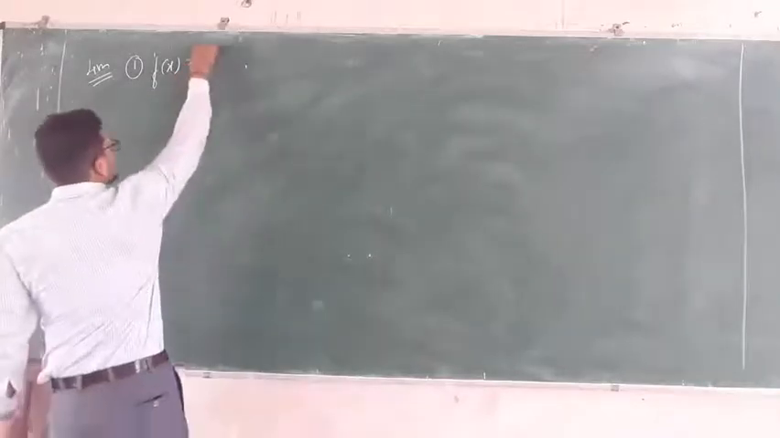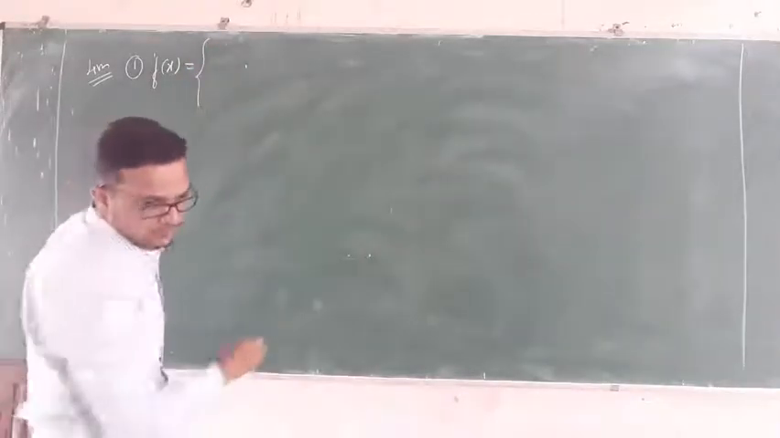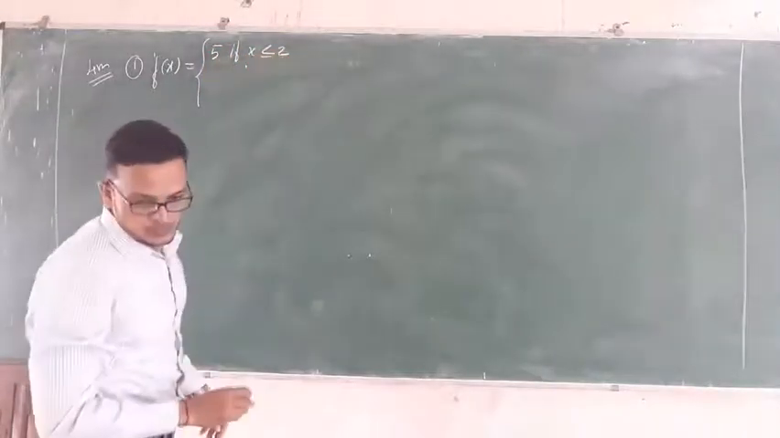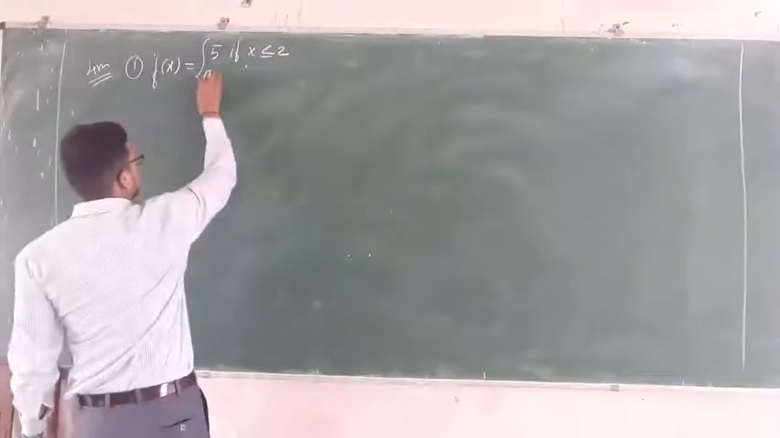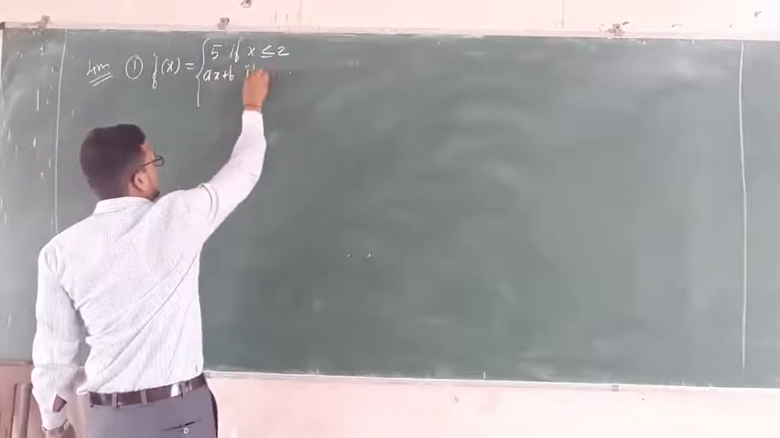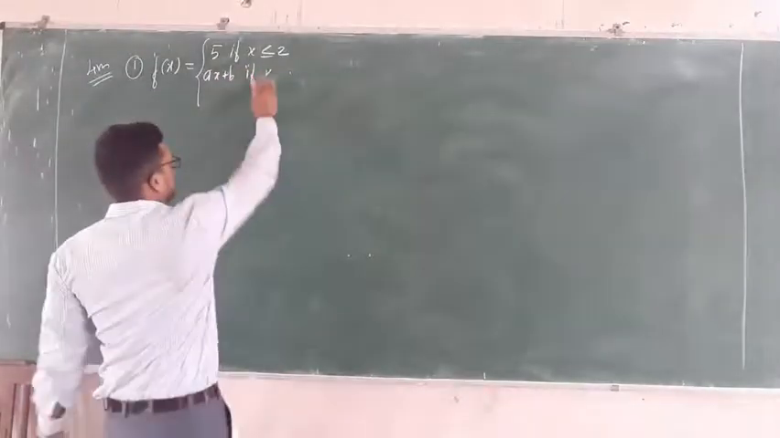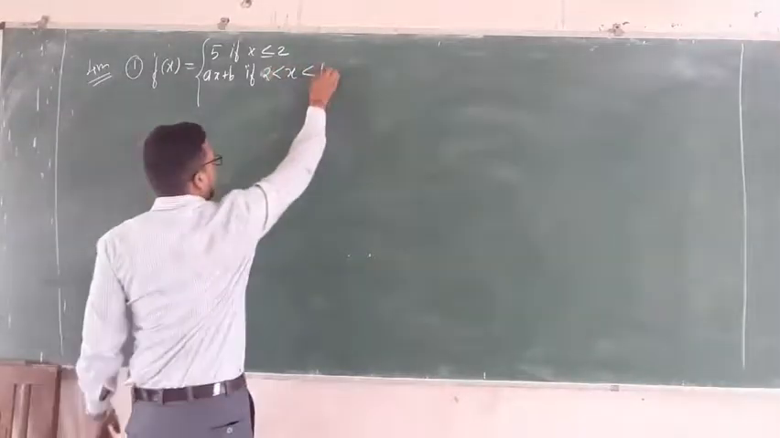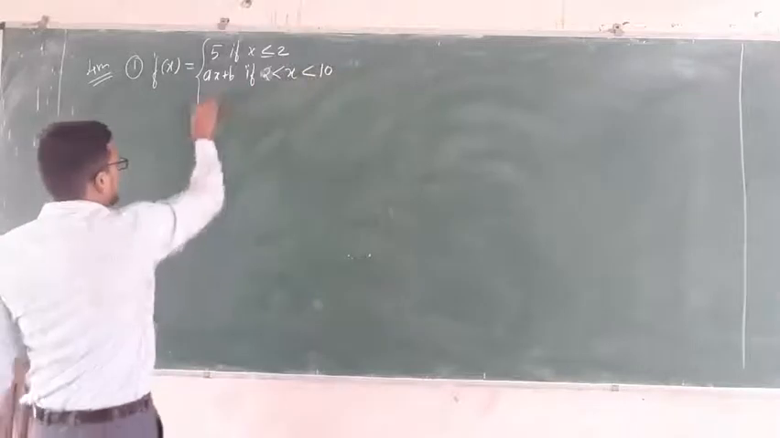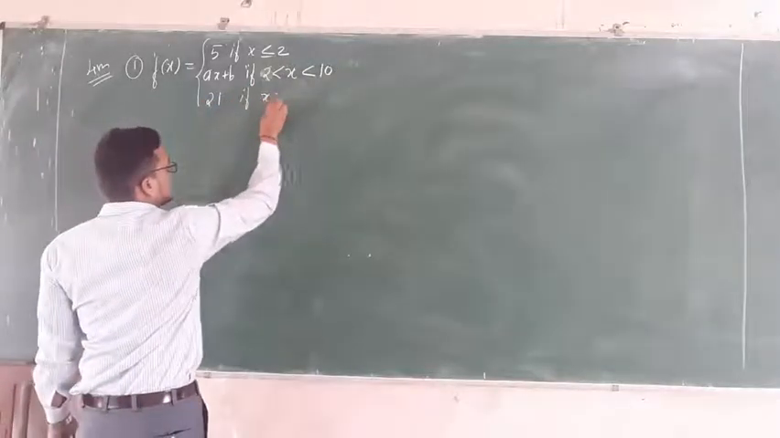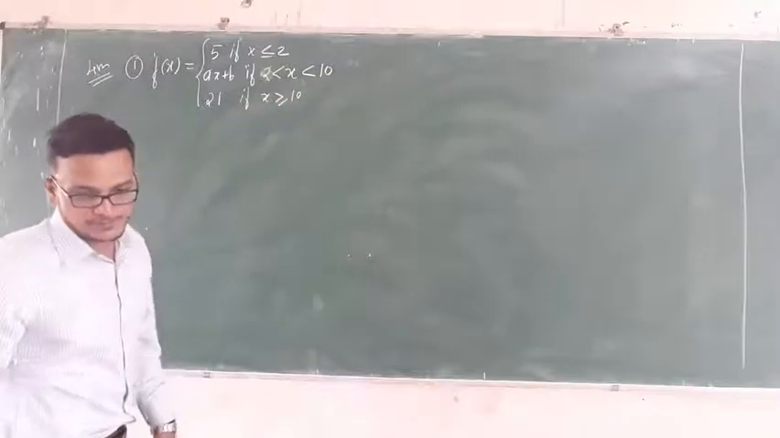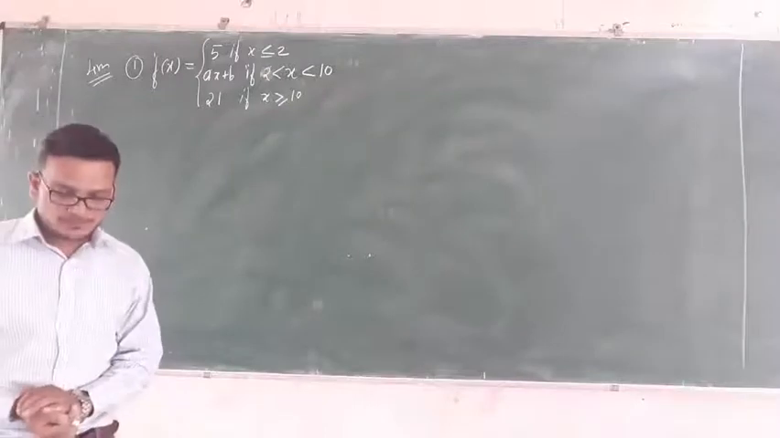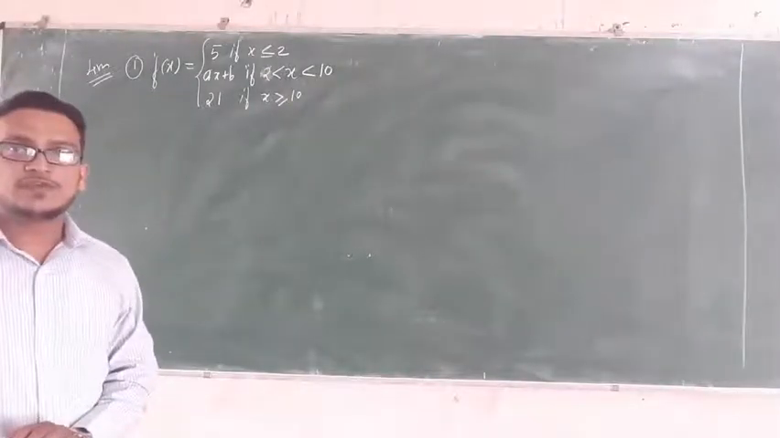f of x is equal to 5 if x is less than or equal to 2, ax plus b if 2 is less than x less than 10, and 21 if x is greater than or equal to 10, is a continuous function. In this problem we have to find the values of a and b now, not k.